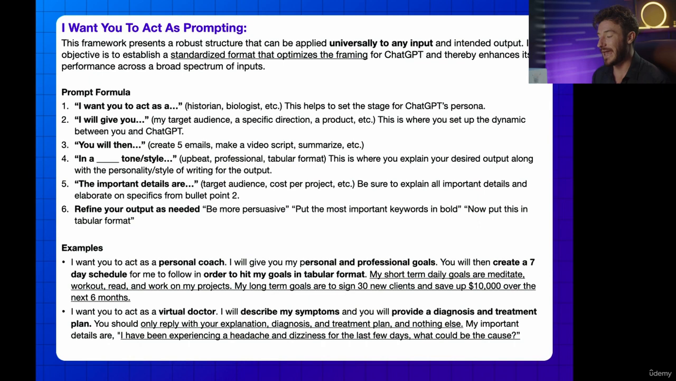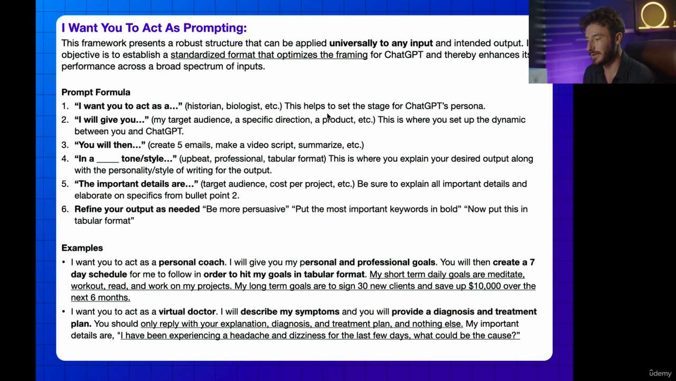Now let's get into this next prompting framework. This is called the "I want you to act as" prompting. This framework is another way to give a universally applicable input to ChatGPT. So let's check out our prompting formula.